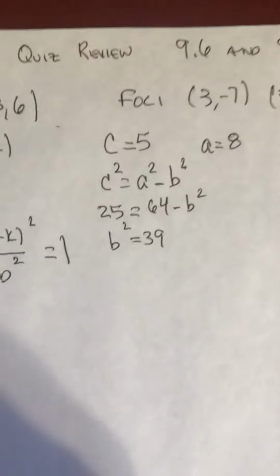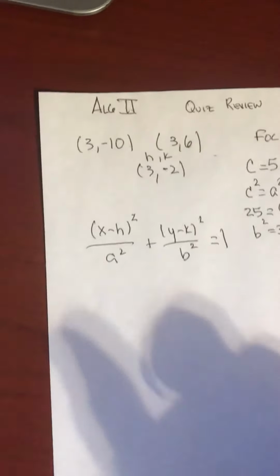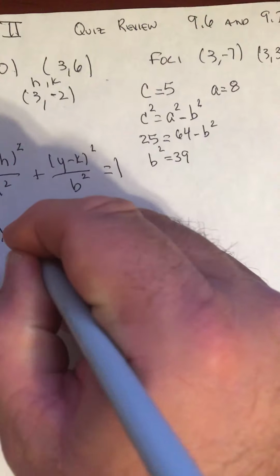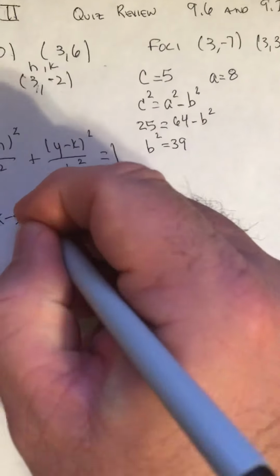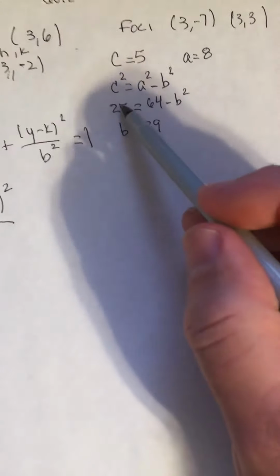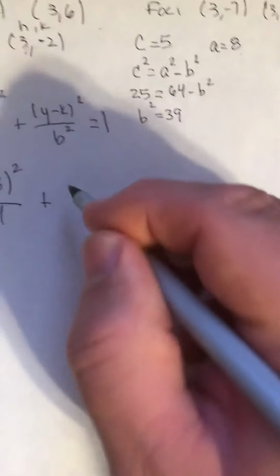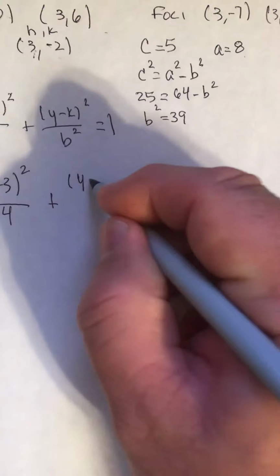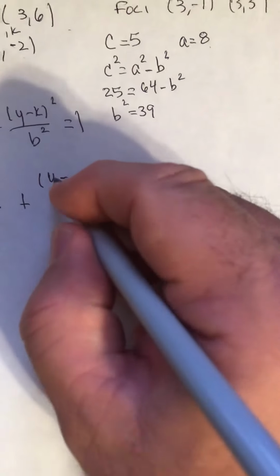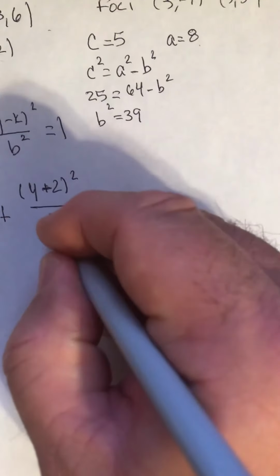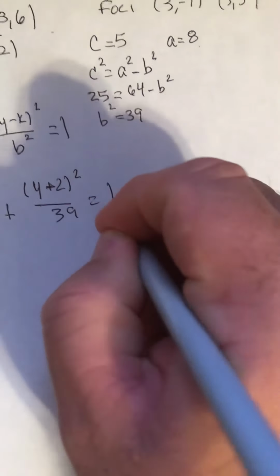Okay, so if I write my equation, I get (x minus 3), because that's h, squared over A squared, 64, plus (y minus k), which is y plus 2, -2 I should say, squared over B squared, which is 39. That is my equation.